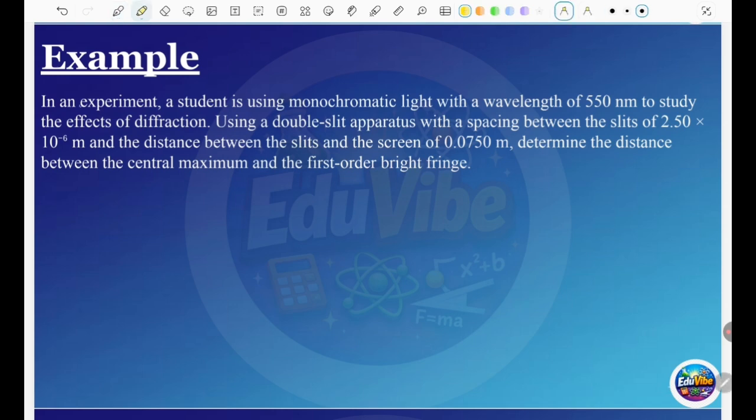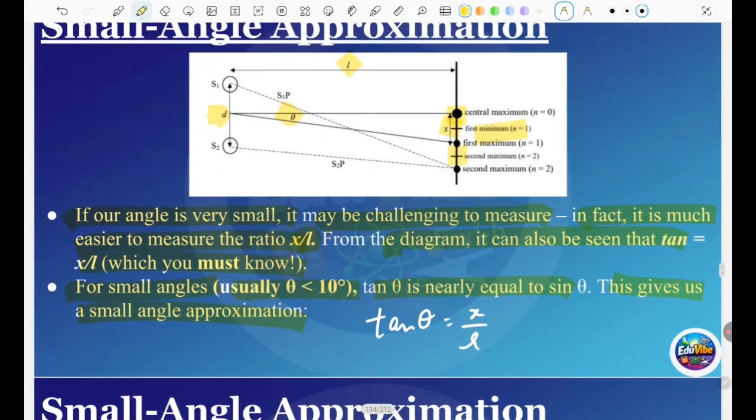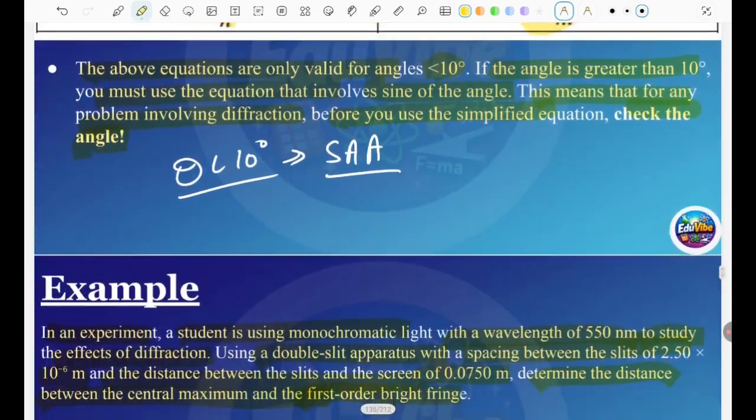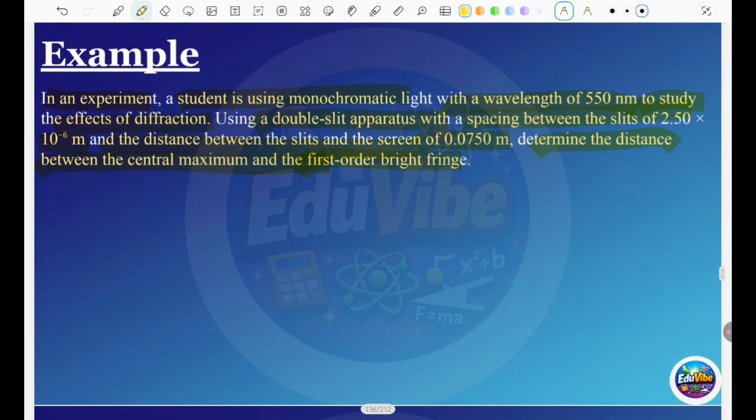In an experiment, a student is using monochromatic light with a wavelength of 550 nanometers to study the effects of diffraction using a double slit apparatus, with a spacing between the slits of 2.50 × 10^-6 meters, and the distance between the slits and the screen is 0.0750 meters. Determine the distance between the central maximum and the first order bright fringe. So now you have to know this whole diagram in your mind, because they don't directly mention that this is n, this is L, this is wavelength. So you have to know what they're talking about.